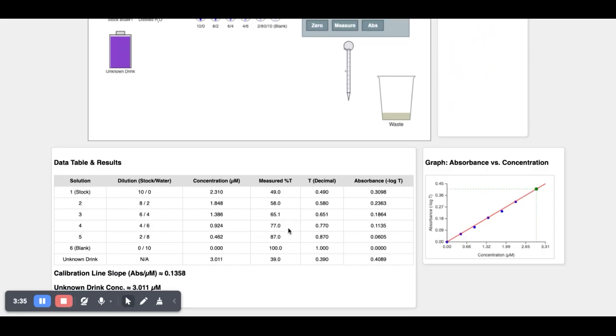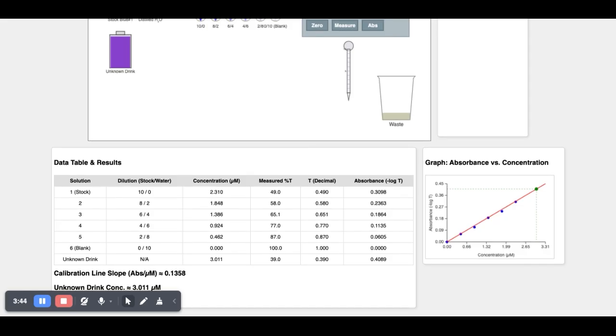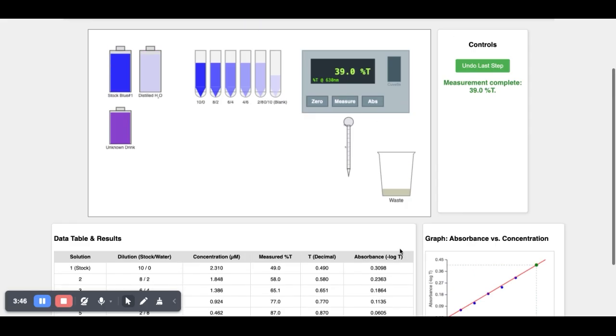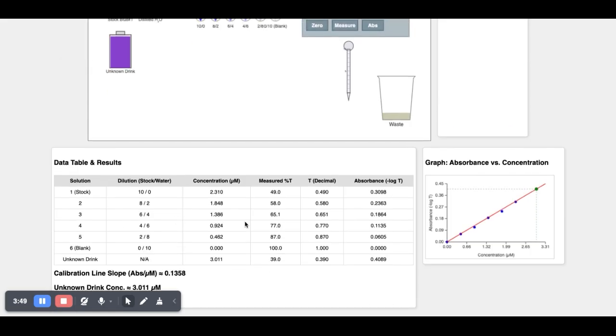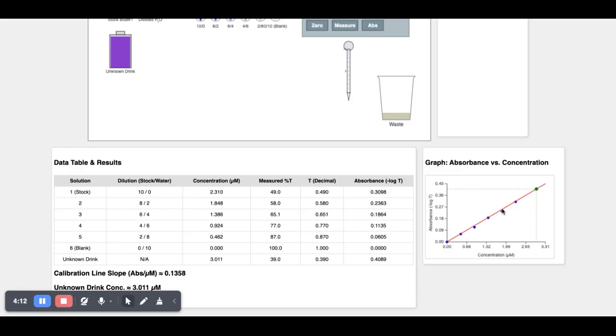My measured values range from 49% for the highly concentrated stock solution to 87% for the most diluted sample. Even though this does show the results in our data, if we wanted to do this manually, I would convert the measured values into decimals by dividing by 100 and then calculate the absorbance. My absorbance values range from about 0.0605 for the most dilute, and I plot the absorbance versus concentration to create a calibration curve.